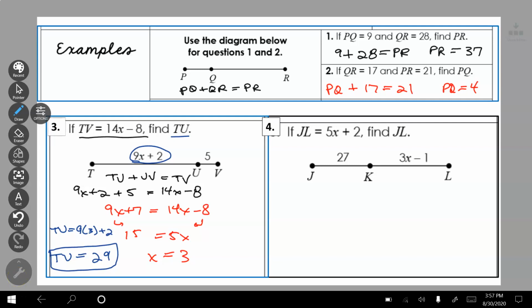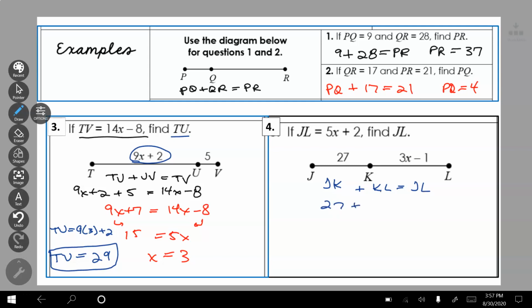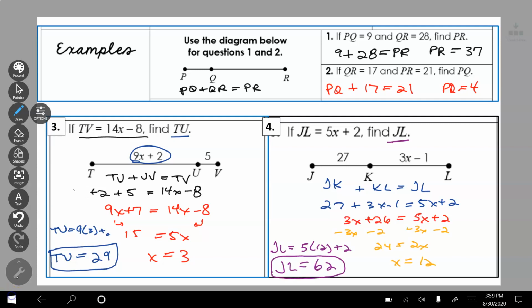Let's see if you can do this one on your own. We'll set it up to begin with. JK plus KL is equal to JL. And what do we know? We know that JK is 27 plus KL is 3x minus 1 is equal to 5x plus 2. So I'll let you do the rest on your own, and I'll put the video back on.